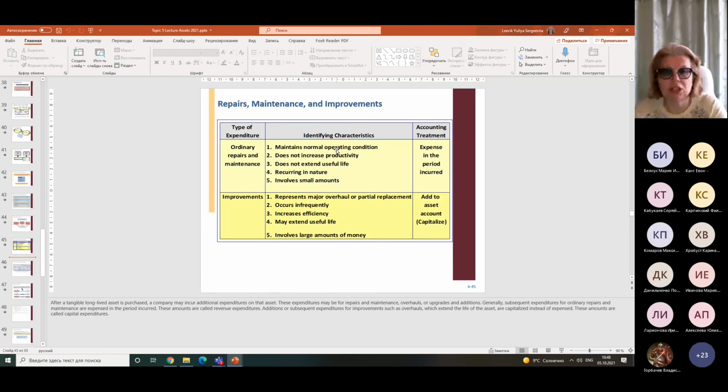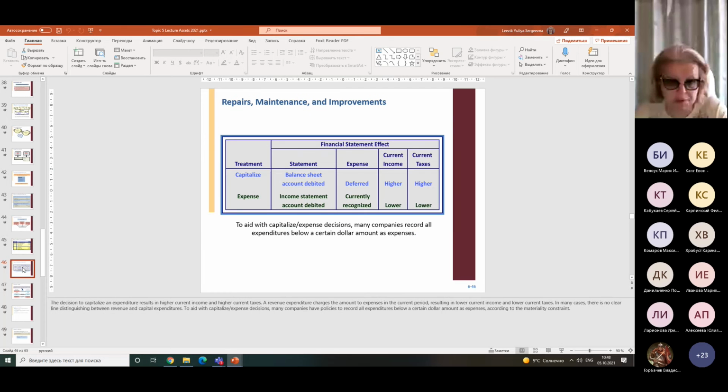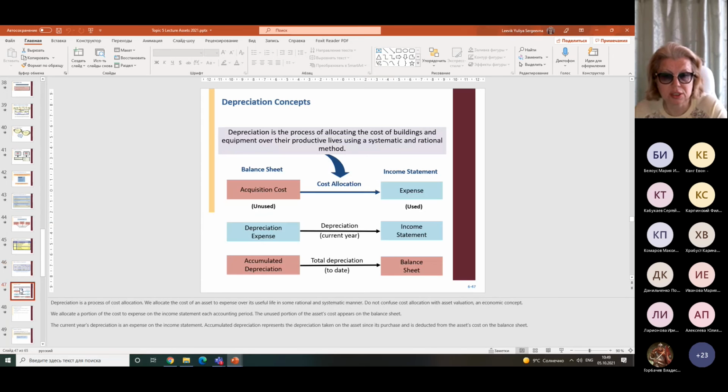Also repairs, maintenance, and improvements. Please remember that we should divide all expenditures by two types: ordinary repairs and improvements, and treat them differently. All improvements must be added to the asset account to be capitalized. Ordinary repairs must be treated as periodic expenses. This is also what I recommend, this slide. This slide helps you to solve questions which are devoted to repairs and improvements.